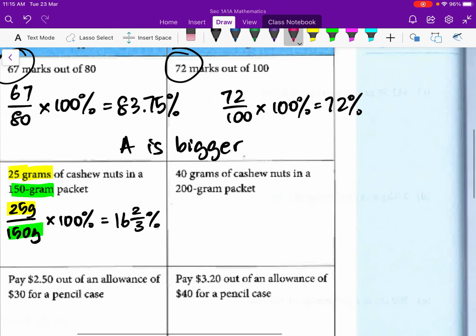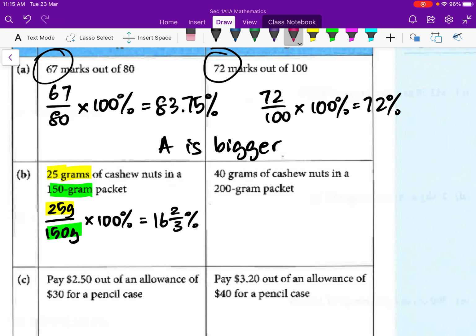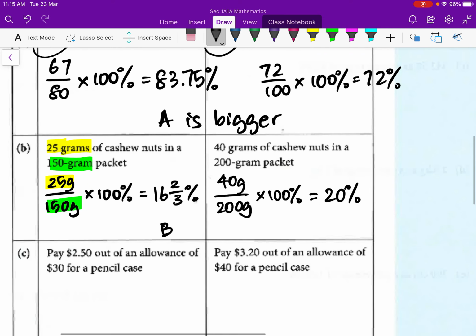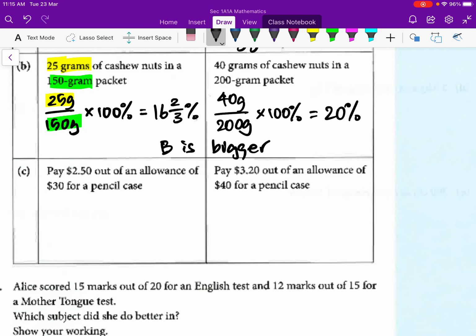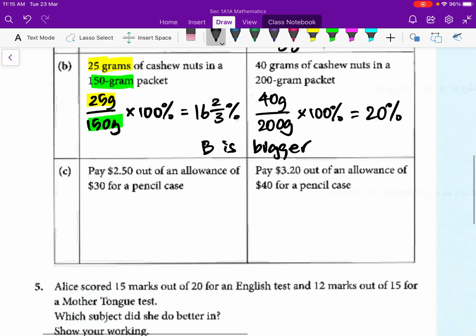Okay, next one. 40 grams out of 200 grams. So 40 grams over 200 grams times 100%. What about dollar? 20%? Are you sure? Okay, correct. 20%. So which is bigger? B is bigger. Okay, B for whatever you like.